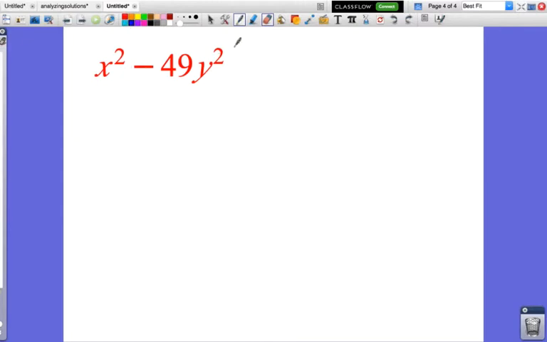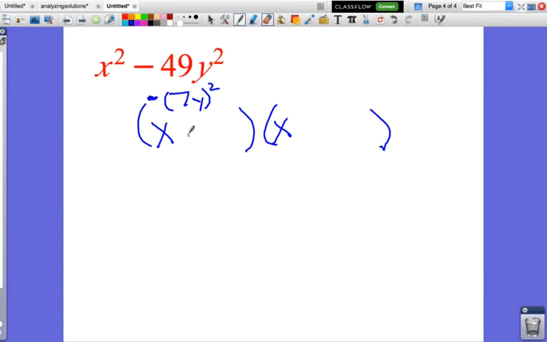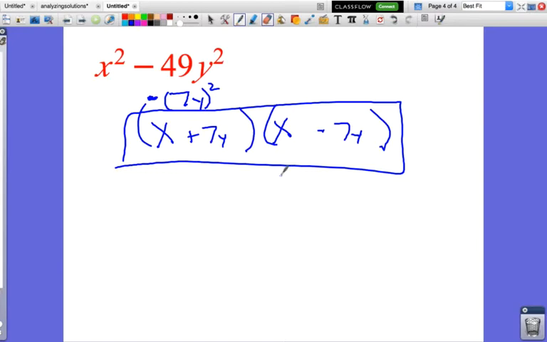x squared minus 49y squared. I already have my x squared, so I know I'm going to have an x and an x. Now I have a different variable over here, negative 49y squared. The square root of 49 is 7, and then I also have y, and all of that is squared. If I distribute the square to the 7, this is 49, and to the y, it's y squared. So negative 49y squared is the same thing as negative 7y squared, so it's plus 7y minus 7y. That's all we have to do for this.